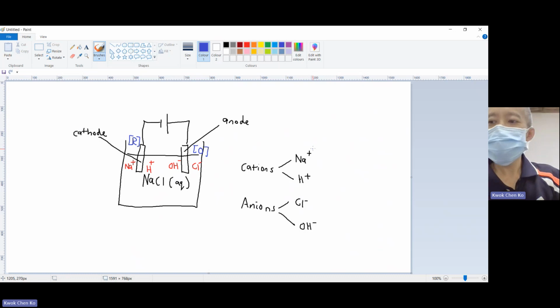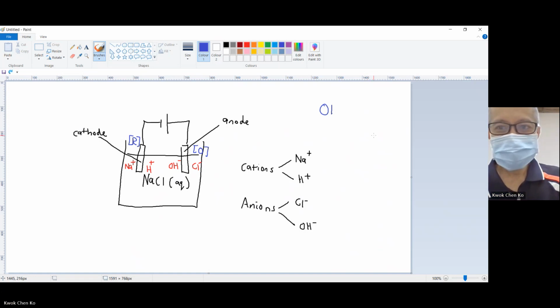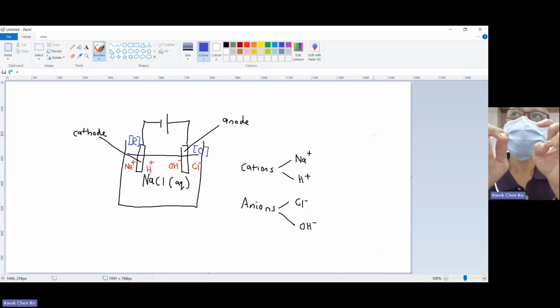Okay, for textbook, there's this OIL RIG. I don't know whether you come across this OIL RIG before. It's quite silly because oxidation is loss, reduction is gain, but they didn't tell you loss of what or gain of what. It's actually loss of electrons and gain of electrons. But you may not remember that. Anyway, it's up to you whether to use it or not. But of course, for me, I don't need it. Maybe your version doesn't have it, the older version has it.